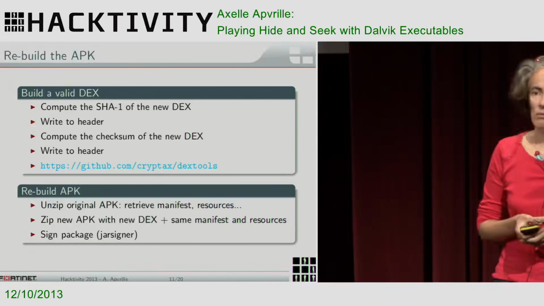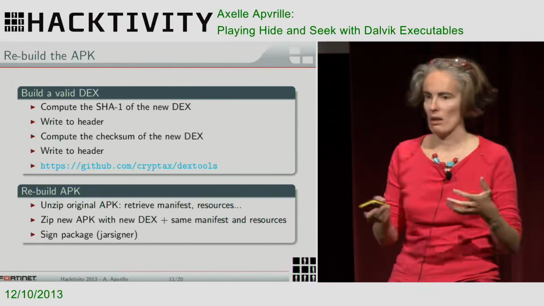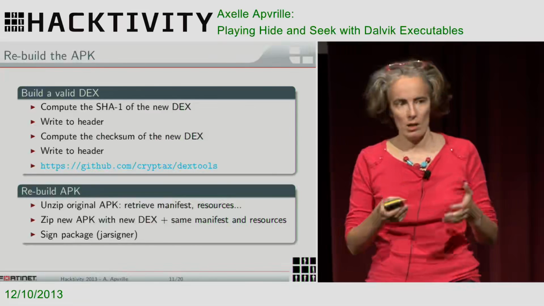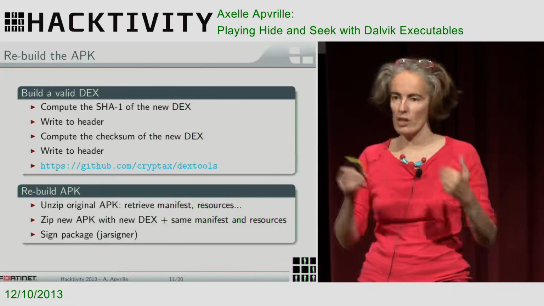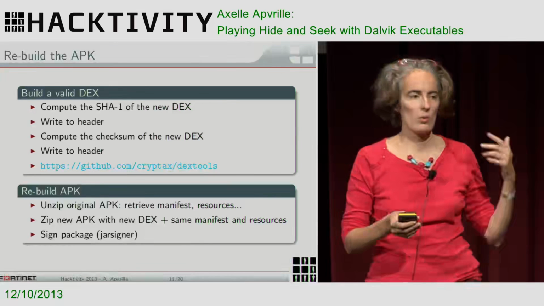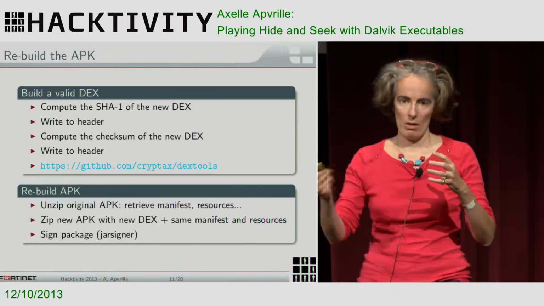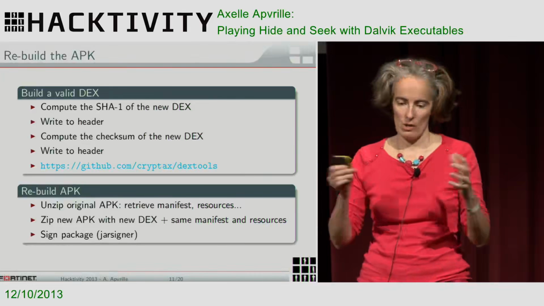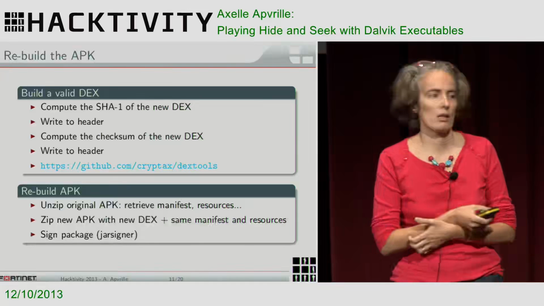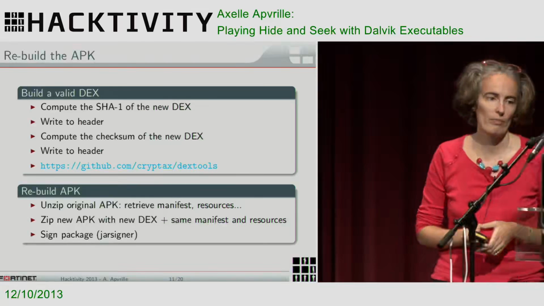And when you've got your new modified DEX, that is valid and recognizable, you've got to rebuild your application, and that is really pretty easy. You just get the previous one, unzip it, retrieve the resources, retrieve the manifest, and recreate a new APK, a new application, using the patched DEX. You've got to sign it also to make it usable.